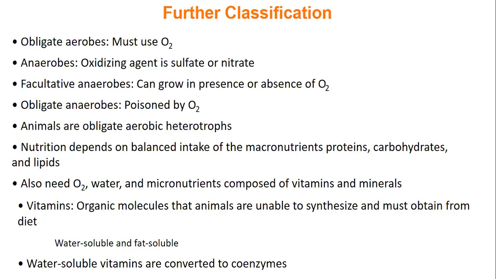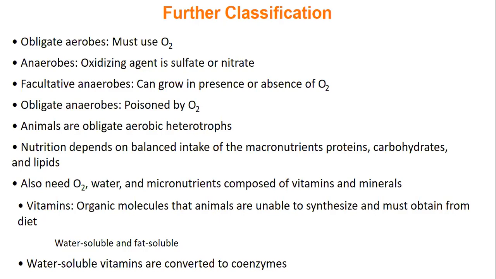Then we need other things like oxygen, water, vitamins, minerals. So what's a vitamin? A vitamin is just an organic molecule animals can't make themselves, and we need to get it from our diet, either water soluble or fat soluble. Water soluble are converted to enzymes.